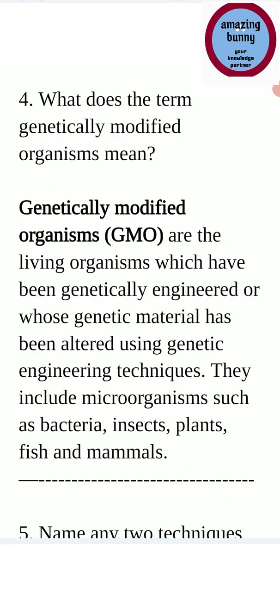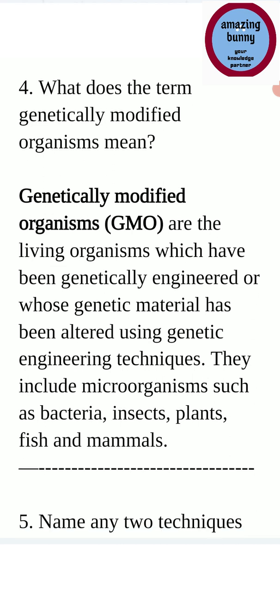environment. What does the term genetically modified organism, that is GMO, mean? GMOs are the living organisms which have been genetically engineered or whose genetic material has been altered using genetic engineering techniques. They include microorganisms such as bacteria, insects, plants, fishes and mammals.